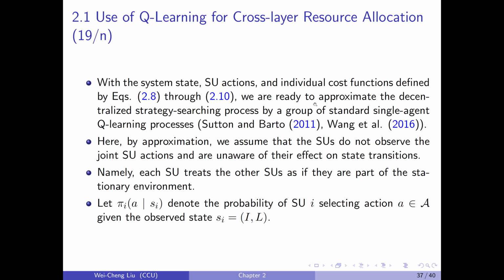We are ready to approximate the decentralized strategy searching process by a group of standard single agent Q-learning. We have explained what Q-learning is. If you forget it, please review the handout of Chapter 2. For Q-learning processes, please see Sutton and Barto, 2011.